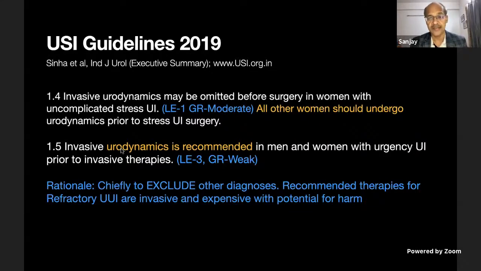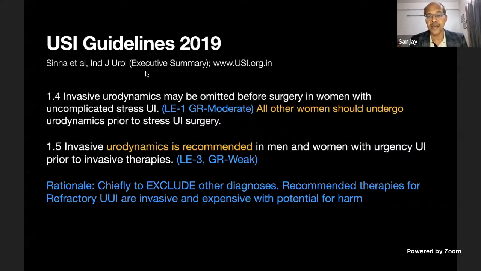That onus is on us. And any woman who doesn't perfectly fit into that definition should undergo a urodynamics prior to surgery. Invasive urodynamics is also recommended in men and women with urgency incontinence prior to invasive therapies by the USI guideline. But remember, other international guidelines do not recommend this.